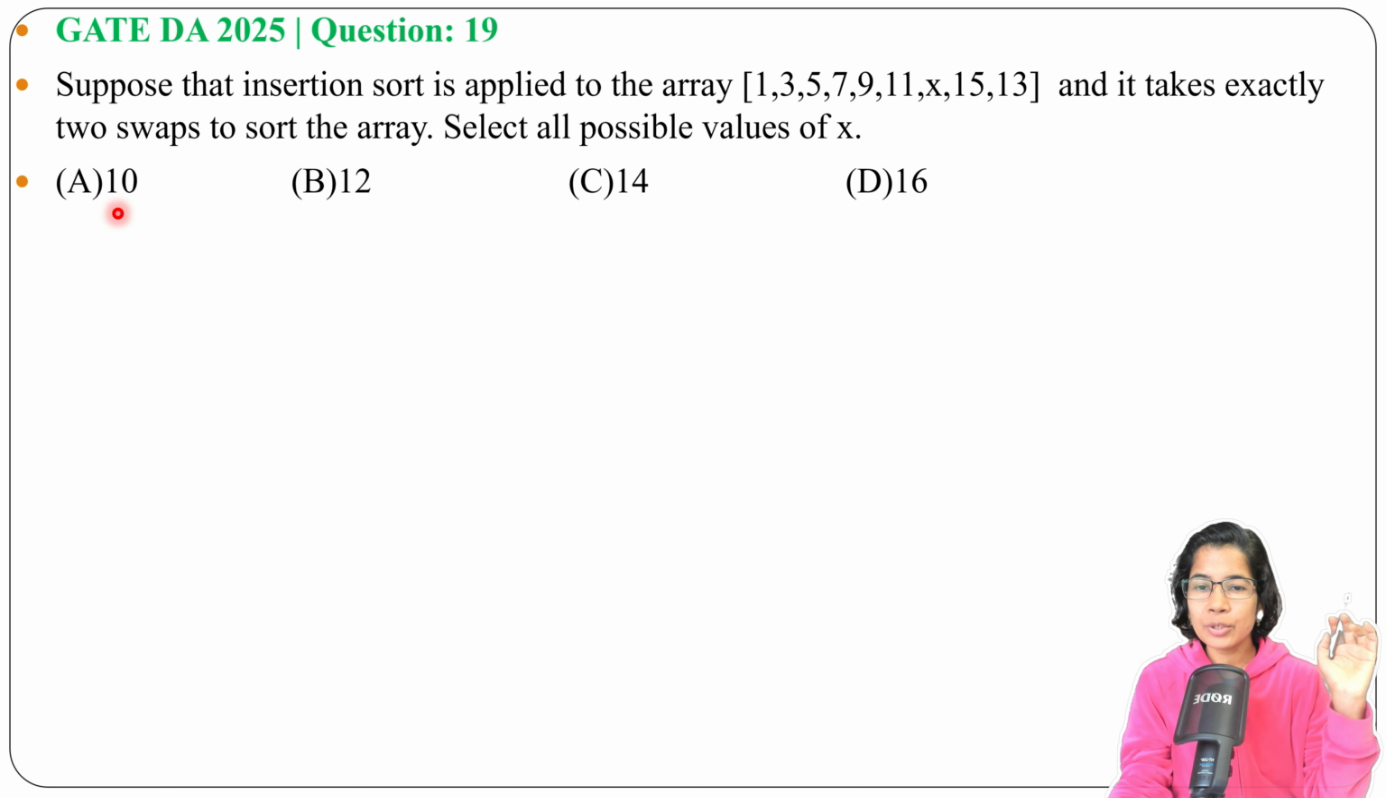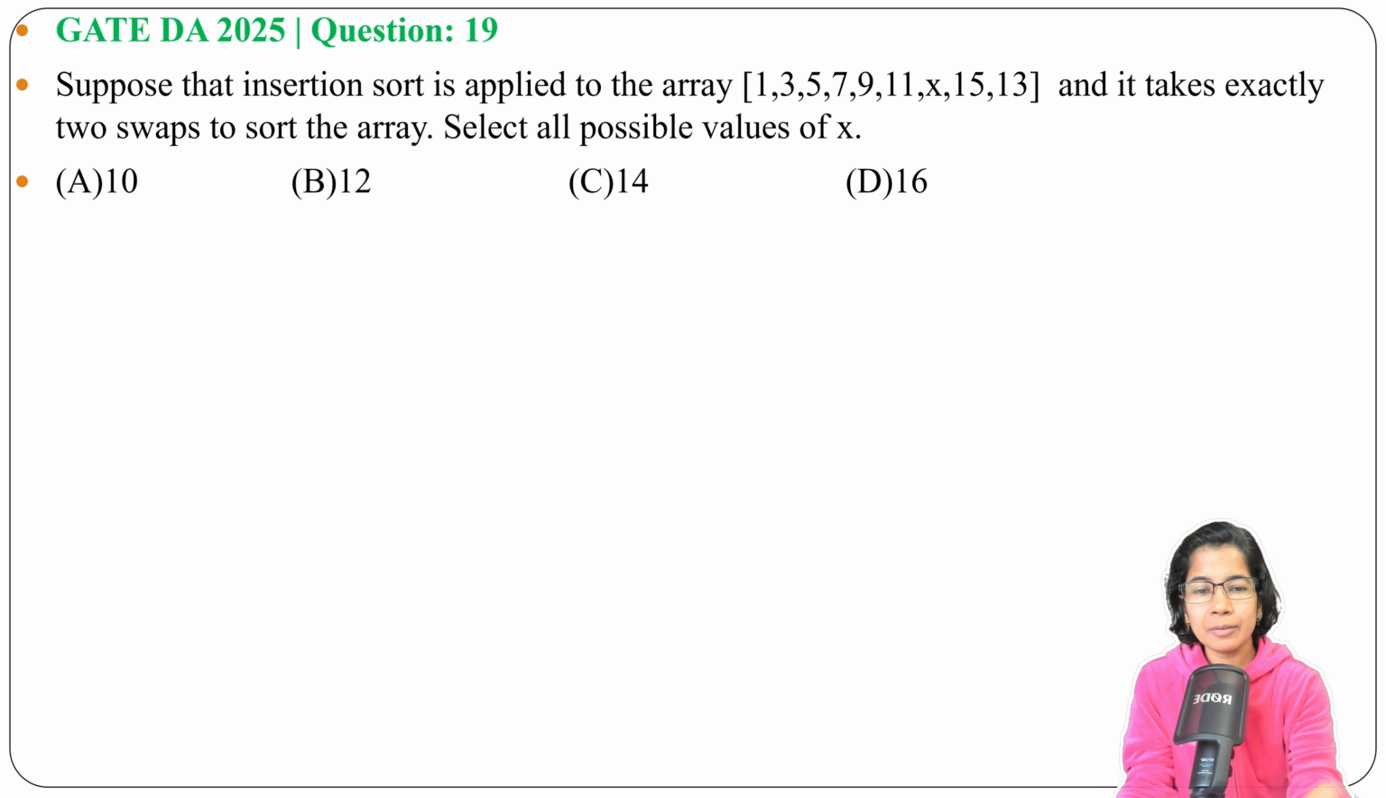Hey students, let's solve one previous question of algorithm. This question was asked in GATE DA 2025, question number 19. Suppose that insertion sort is applied to the array. One array is given and it takes exactly 2 swaps to sort the array. Select all possible values of x, and 4 options are given.